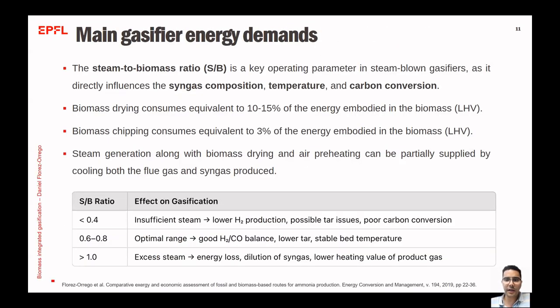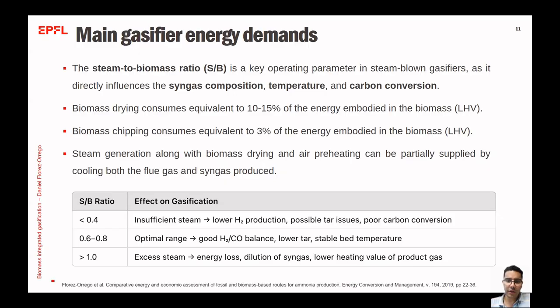In the gasifier, we have certain demands of energy required to prepare the biomass and also to supply the gasifying agent and preheat the streams that are going into the gasifier. For instance, there is an important parameter called the steam to biomass ratio, that is associated to the amount of steam that we put inside of the gasifier per unit of mass of the biomass entering the gasifier.